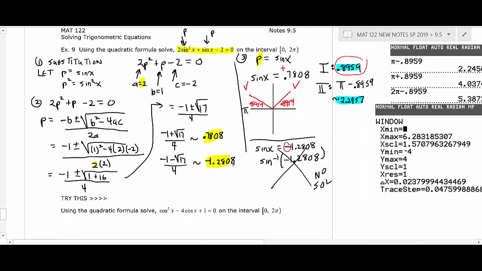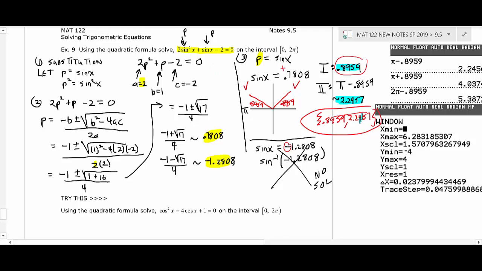And again, that's the benefit of checking. I catch little mistakes that I make from time to time when I do that. So that means the answer to this problem would just be 0.8959 and 2.2457. So that is your final answer to this problem then.